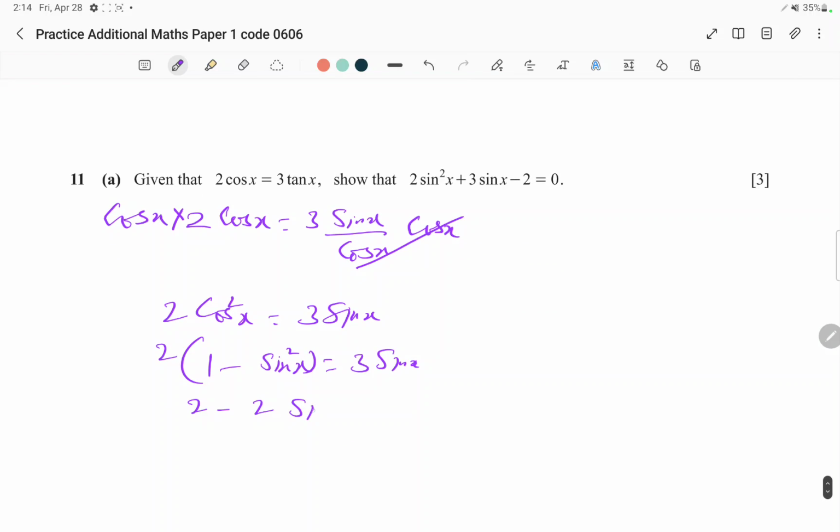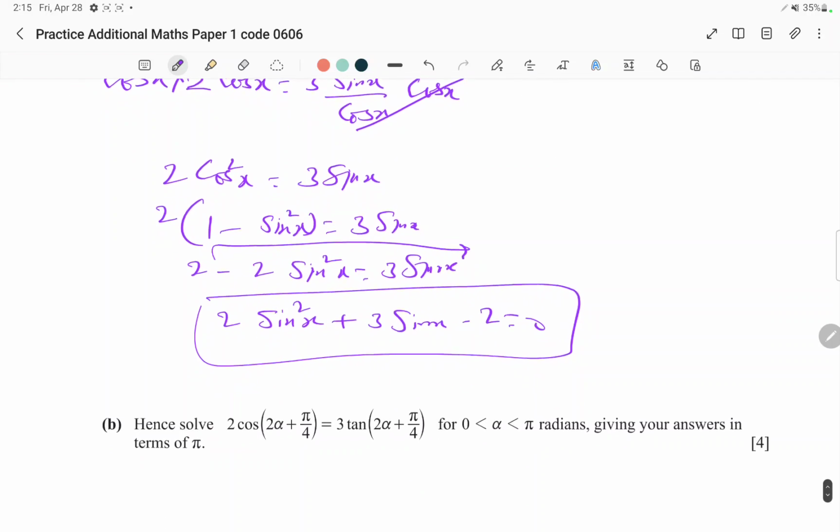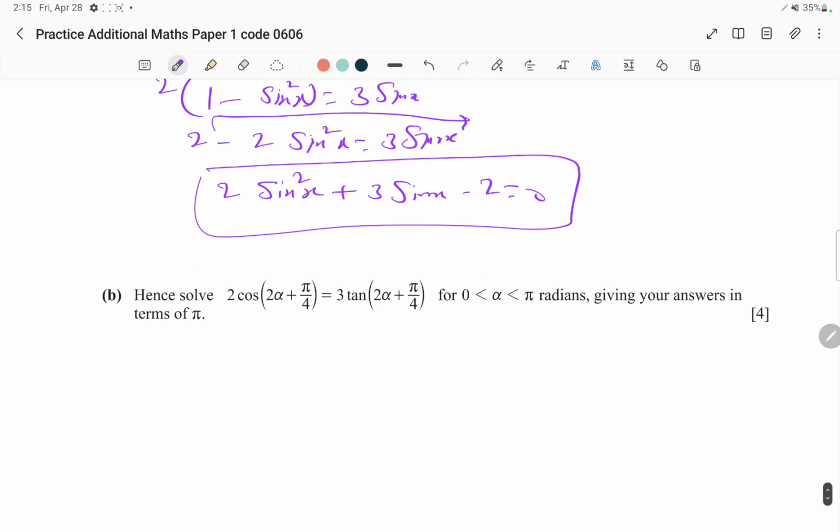Now 2 minus 2 sin square x is 3 sin x, and then 2 sin square x you can take to right side, then this is 3 sin x, and then take 2 to right side, which is minus 2 equals 0. So 2 sine square x plus 3 sine x minus 2 equals 0. Hence solve 2 cos(2 alpha plus pi over 4) equals 3 tan(2 alpha plus pi over 4), where alpha lies between 0 to pi radians. Give your answer in terms of pi. No problem. So let us consider 2 alpha plus pi over 4 as x.